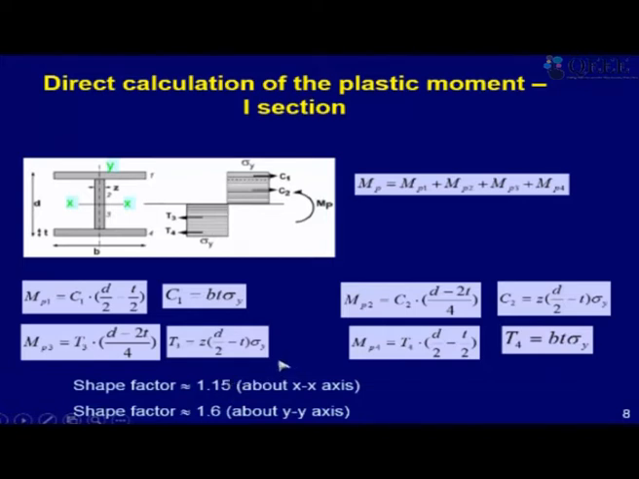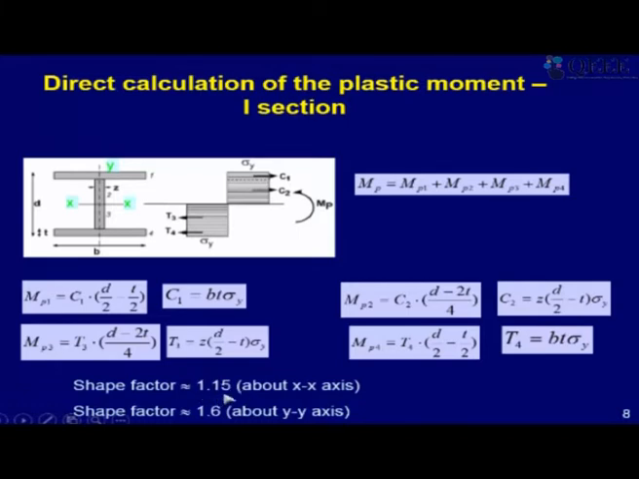Once I get that, I compare MP as ZP into Fy with ZE into Fy, and I find that ZP by ZE comes to roughly 1 to 1.15 maximum, in some very thick web members. So it is about 10 to 15% more, 1.1 to 1.15. So it is not very much compared to a rectangle. We had 50% more there, but here we get a much smaller value.